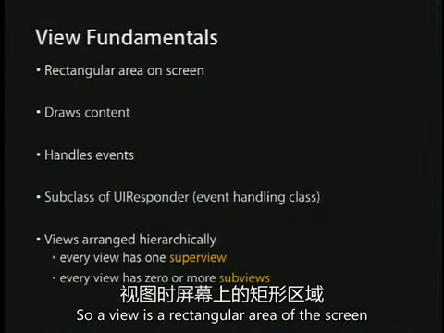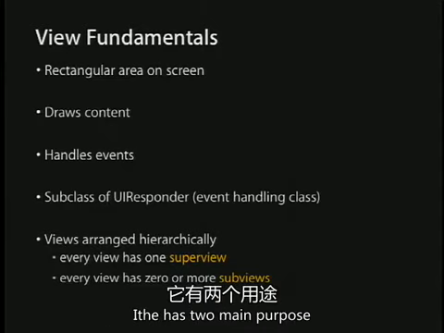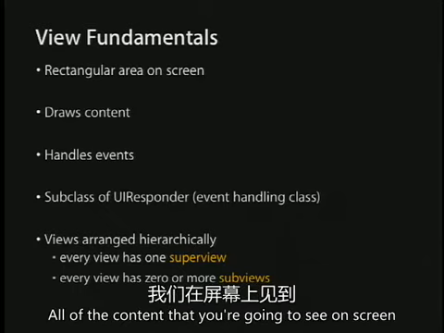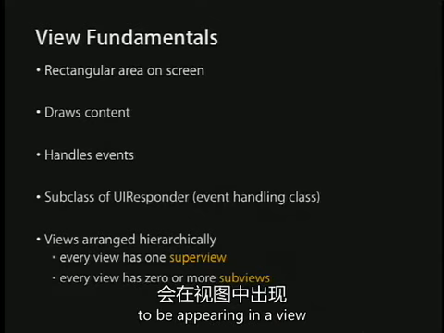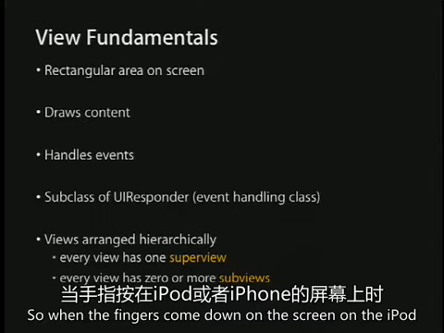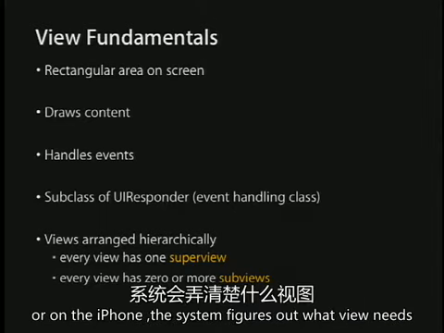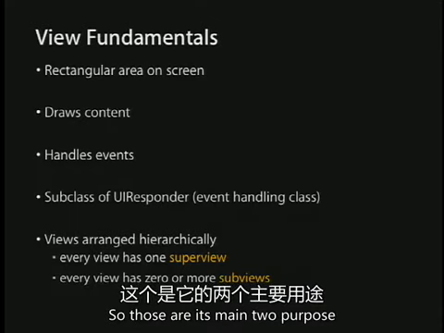So first off, we probably want to figure out what a view is. A view is a rectangular area of the screen. It's got a rectangle, and it occupies some space on screen. It has two main purposes. The first purpose is to draw content. All of the content that you're going to see on screen and do any drawing in, all of that is going to be appearing in a view. And its second main purpose is to do event handling. So when the fingers come down on the screen on the iPod or on the iPhone, the system figures out what view needs to handle those events. So all of the event routing is done based on views. So those are its main two purposes.